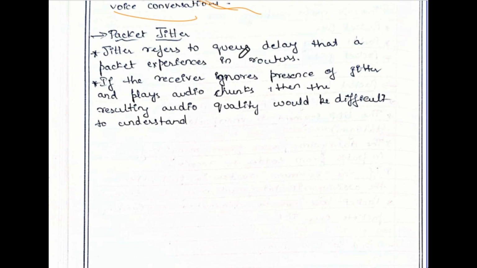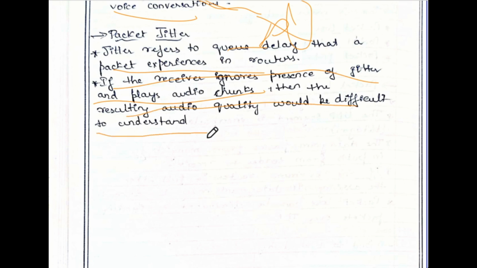Packet jitter. Packet jitter refers to queuing delay. So this is a router, and it has a buffer. To enter the router, there will be some queue. Packet jitter comes from queuing delay, which is experienced in the router. If a receiver ignores the presence of jitter and plays the audio chunk, the resulting audio quality will be difficult to understand.